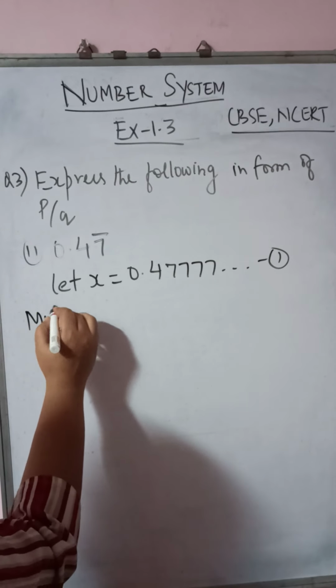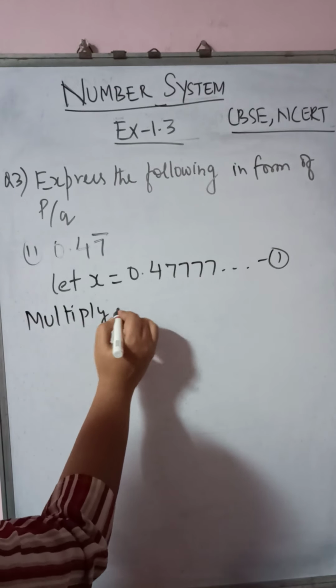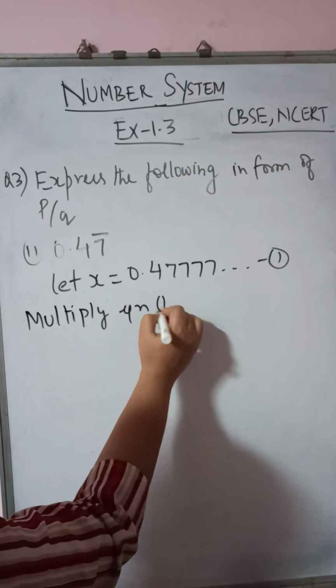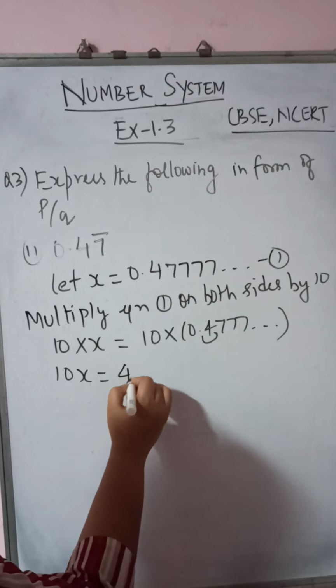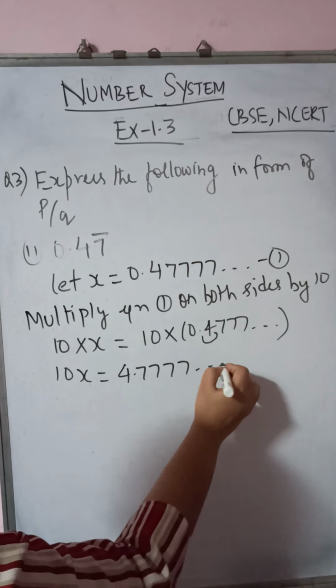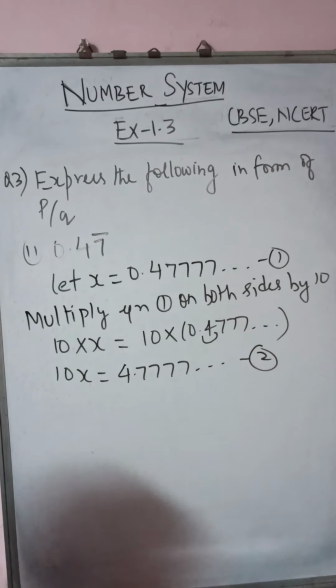So multiply equation 1 on both sides by 10. So what will you get? 10 into x is equal to 10 into 0.477 and so on. So 10x is equal to, again you multiply with 10, so this decimal will be shifted one place towards the right. So you will get 4.777 and so on. Now let this be equation 2.